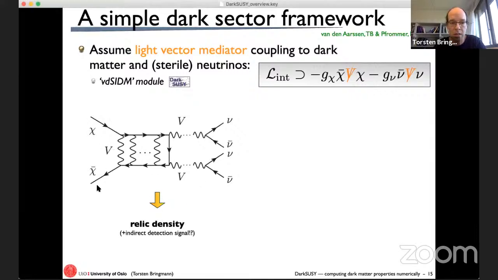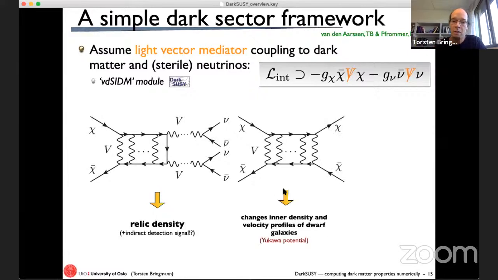We can calculate the annihilation of dark matter particles into these light degrees of freedom, or into the vector mediators that then decay into the light degrees of freedom. But because it's a light vector mediator, you also have to take into account the Sommerfeld enhancement here. Then the self-interaction of dark matter by diagrams like that is taken into account. This is something that changes the inner density and velocity profiles for dwarf galaxies and can address, for example, what is known as the small-scale problems of lambda CDM.